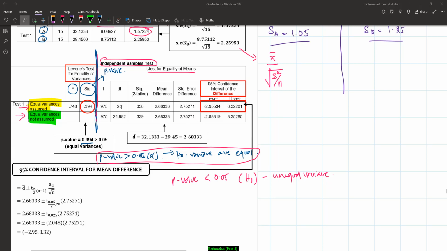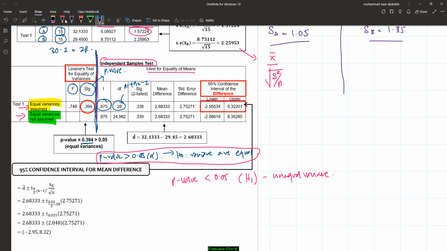So in the SPSS table, for the result of the t-test for equality of means, they give us the t value of 0.975 with 28 degrees of freedom. Where does this come from? N1 plus N2 minus 2. So 15 plus 15, which is 30, minus 2 equals 28.